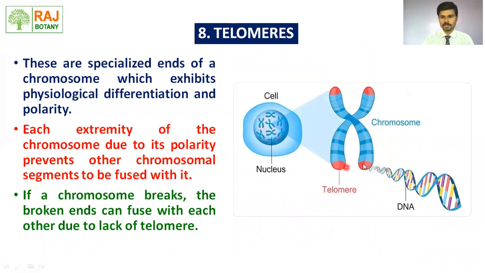Let's see the telomeres. We can see the telomeres are present at the tip portion, or the terminal position, of the chromosomes. These are the specialized ends of the chromosomes, exhibiting physiological differentiation and polarity. Due to the presence of the telomere, chromosomes have polarity. Each extremity of the chromosome, due to its polarity, prevents other chromosomal segments from being fused with it.